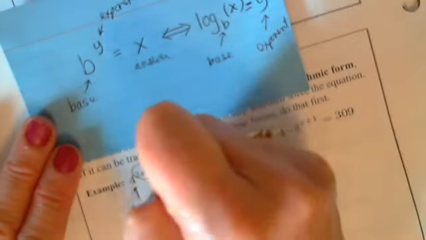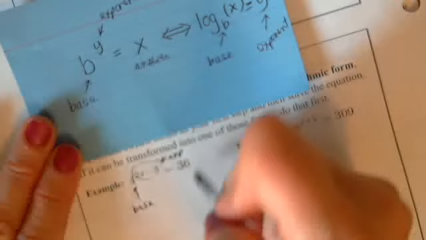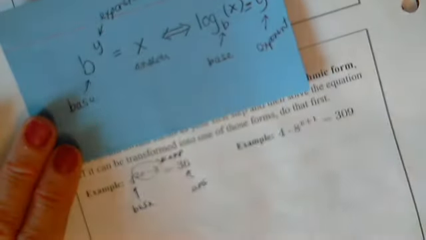So before you start a problem like this, you should always label. In exponential form, this is my base. The 2x minus 3, all of that is my exponent. And 36 is my answer. Label, label, label. It will make these problems easier. So what I want to do now is change it to logarithmic form.